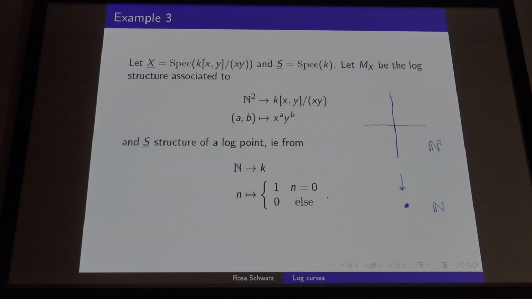But what we do include, more than just smooth morphisms, is the same example as Martin gave: you're allowed to have nodes. So if you take a union of the coordinate axes, then with the log structures that I think Salvatore also discussed, you will get a log curve. Well, the first log structure is just mapping N squared, and S is like a log point, which was also seen before.